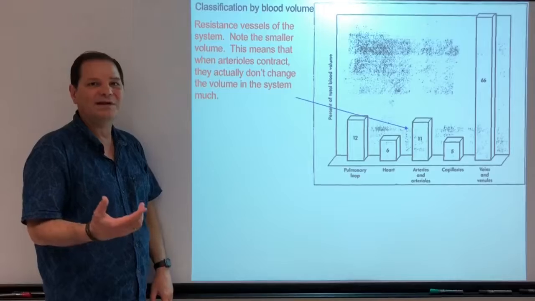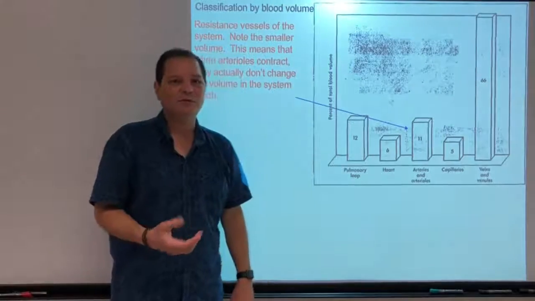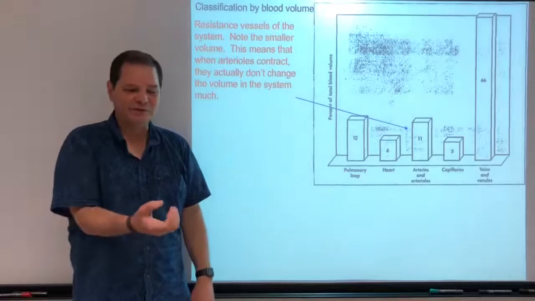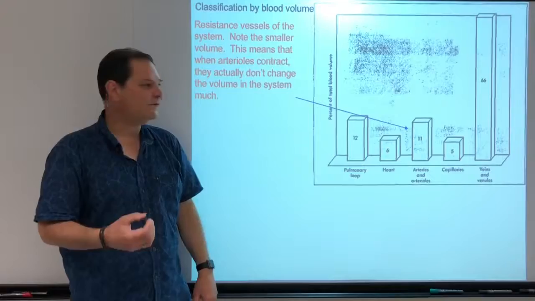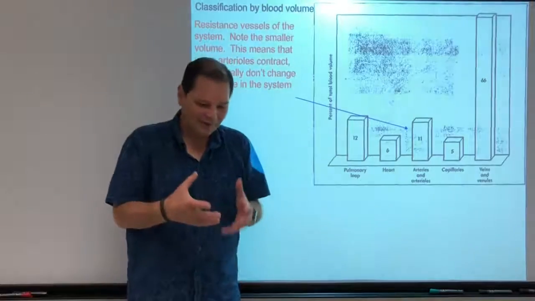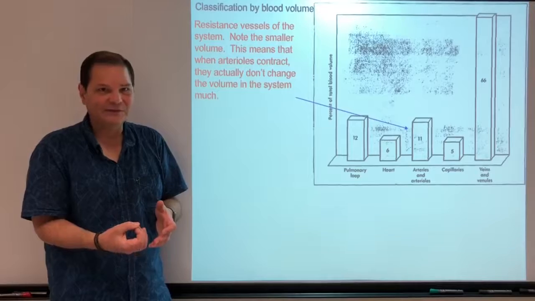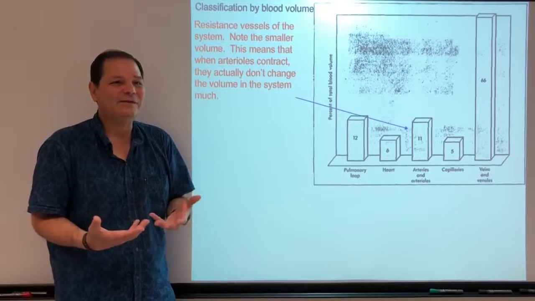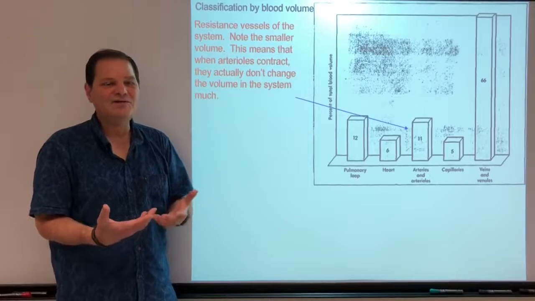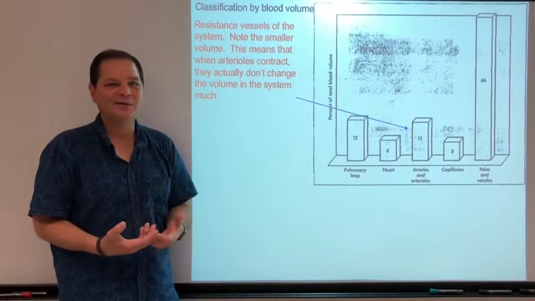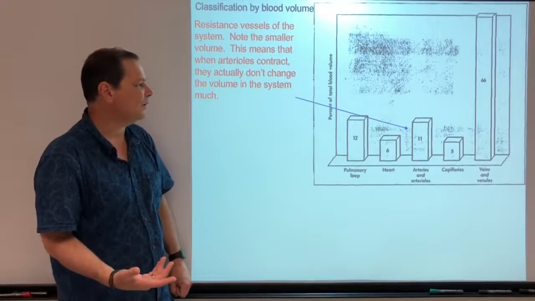And I don't want you to get the impression that you're changing the distribution volume within the system all that much just because you decrease the volume of the arterioles. The arterioles don't have a lot of volume in them at any one time. So when I constrict the arterioles, I'm really not decreasing the volume in the arteries all that much. I'm not shoving a lot of volume out of the arterioles and into other compartments. And that'll become important to you later.